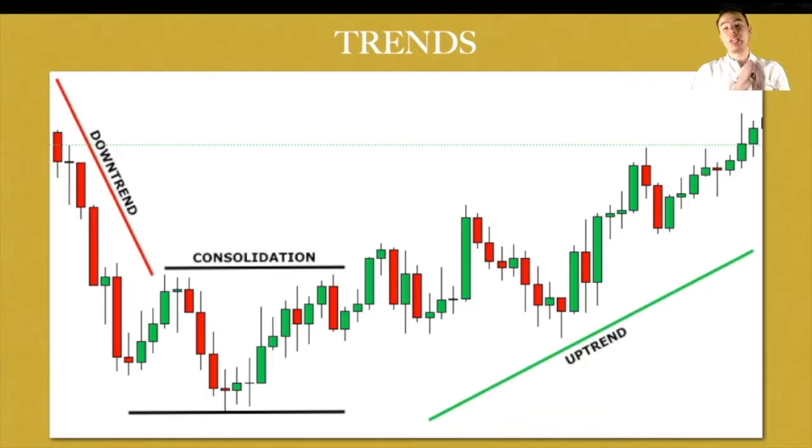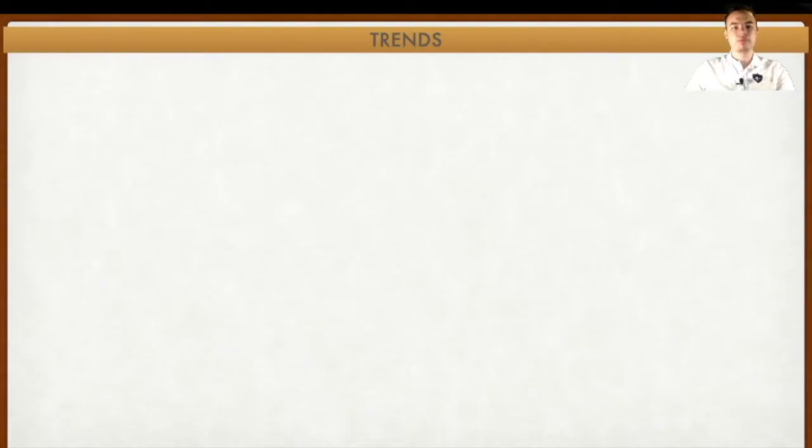Now, another important part of your trading is to identify trends. The market consists of a bunch of candlesticks that form a trend. There are three types of trends: an uptrend, a downtrend, and consolidation. Let's go through them.